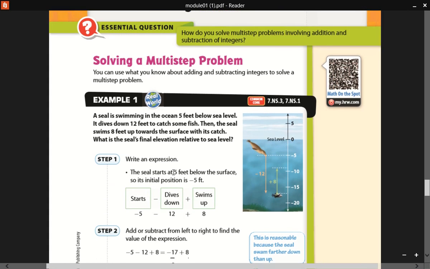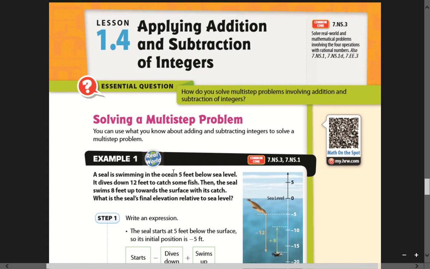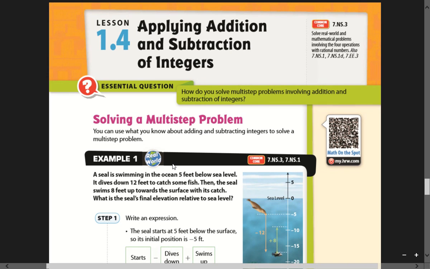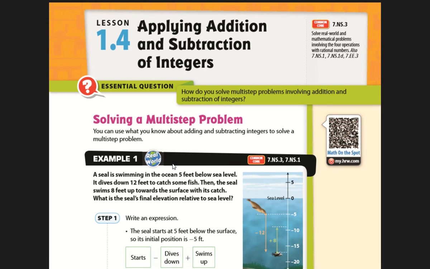Good evening, grade 7. So let's have 1.4 lesson, applying addition and subtraction of integers. We're going to solve multi-step problems applying the rules that we learned from 1.1, 1.2, and 1.3 lessons.